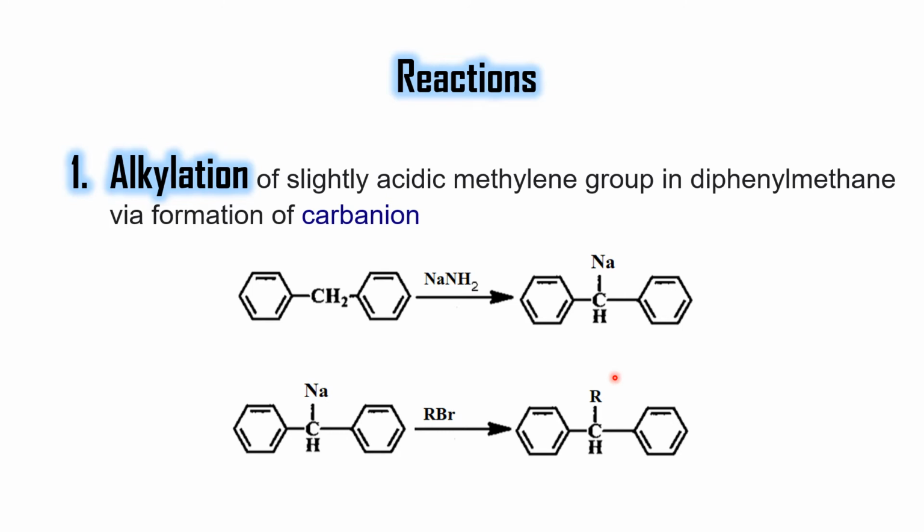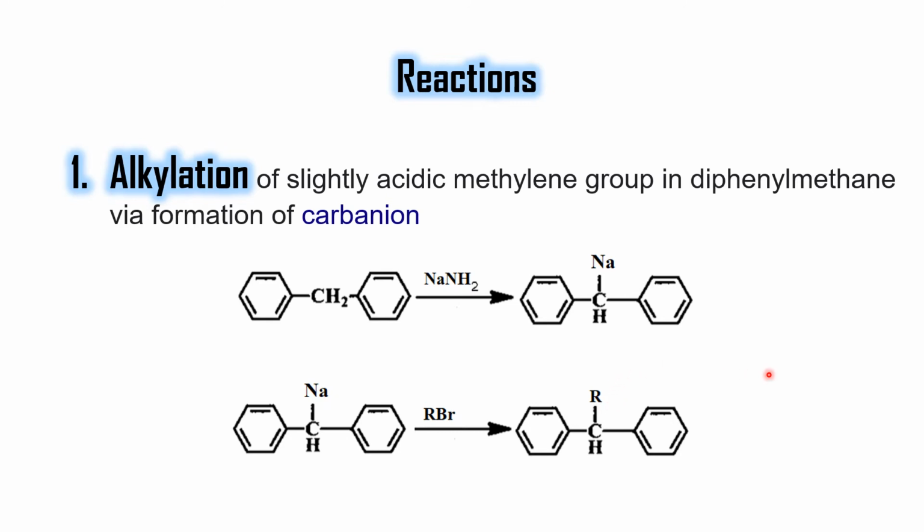salt of diphenylmethane. This reaction is actually carried out in order to get a substitution of any alkyl group on the central methylene, because once we have this sodium-substituted compound, if you react it with any alkyl halide like CH3Br, there will occur a replacement type of reaction. There will be loss of NaBr and R can take the place of Na.